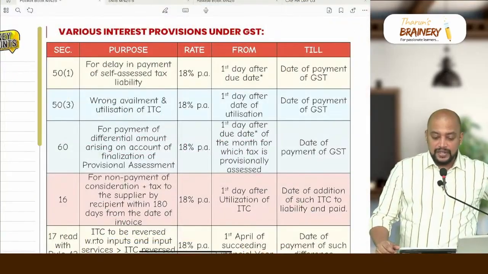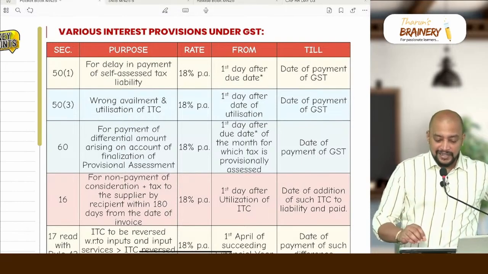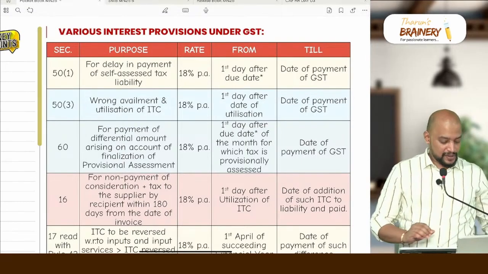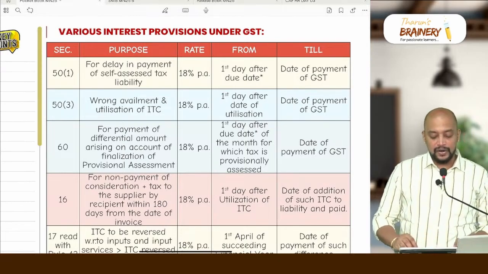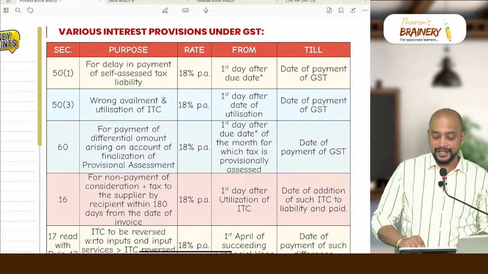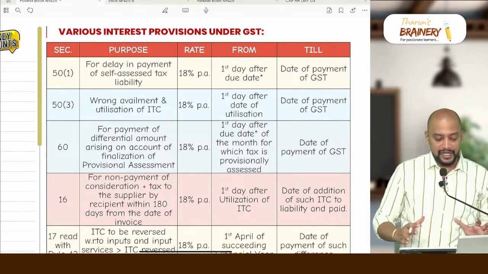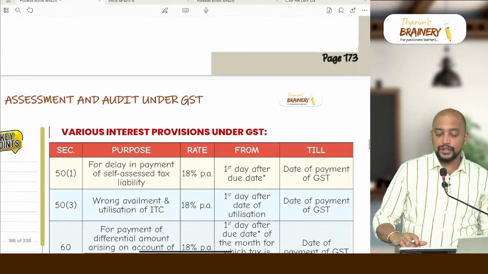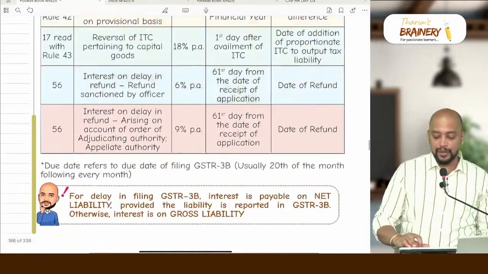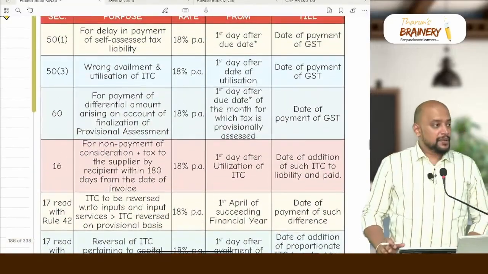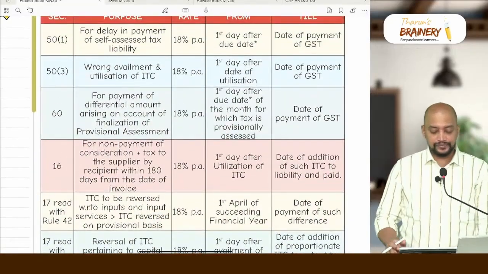So last class we completed the discussion related to interest under section 50 subsection 3, wrong availment and utilization of ITC. Now we are moving on to the other aspects. We are right now into assessment and audit under GST. So kindly look into page number 174.